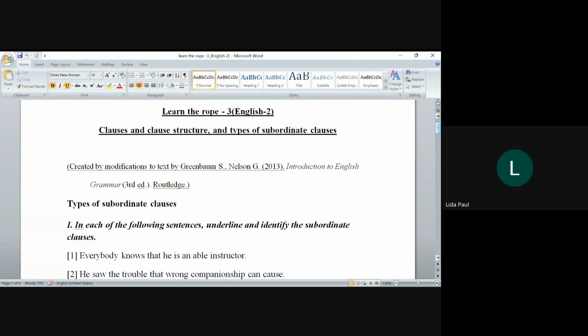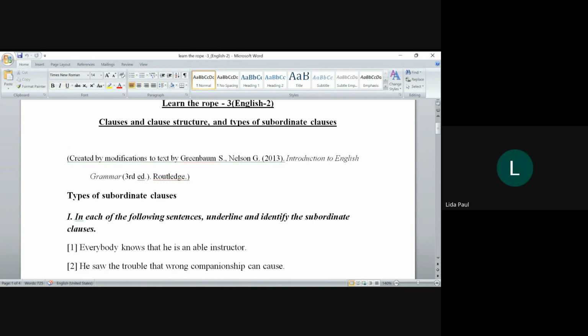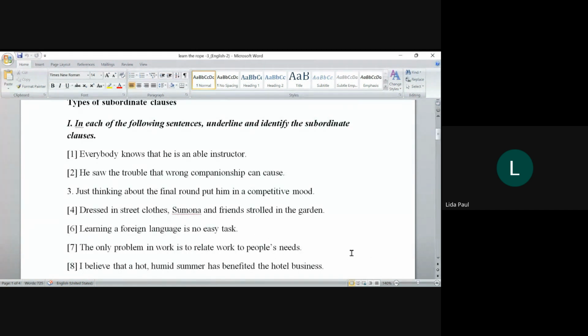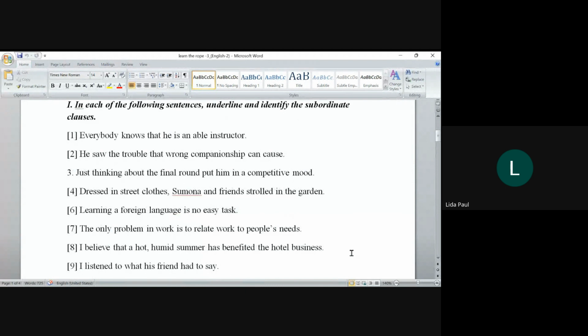The theory is done. Now we are going to look at the sentence and see how we can analyze these things in a sentence. Okay. So let's start with the first exercise. It says underline, but you just need to identify them, okay? The first sentence. Everybody knows that he is an able instructor. Which part of this sentence is the subordinate clause? That he is an able instructor. Subordinate clause?